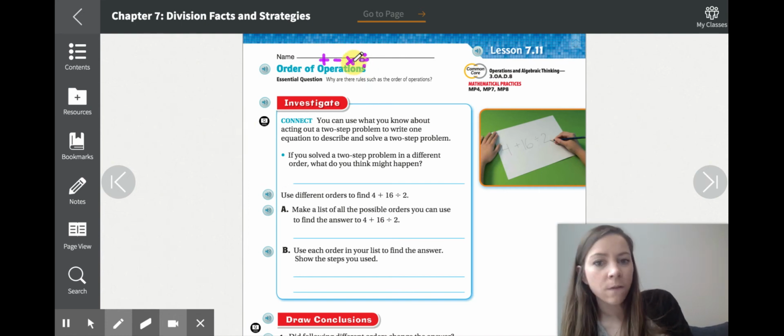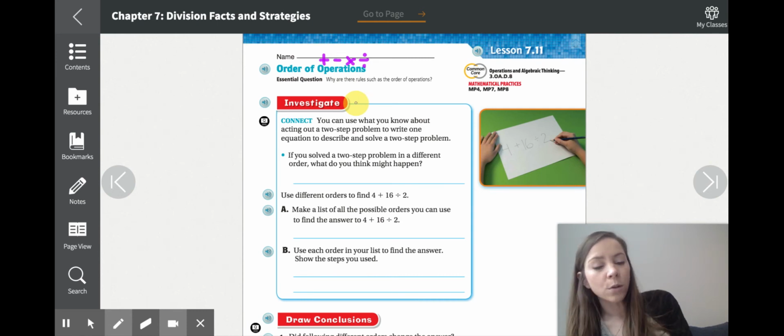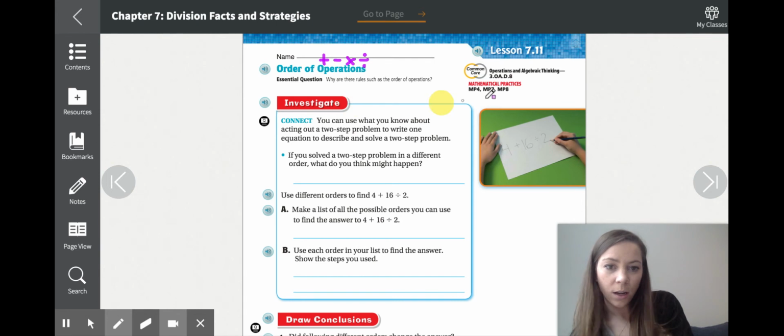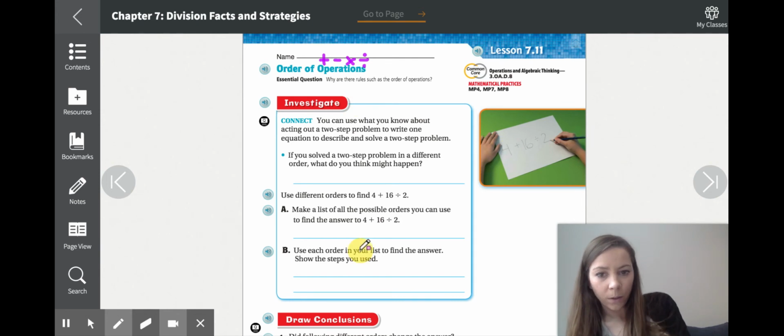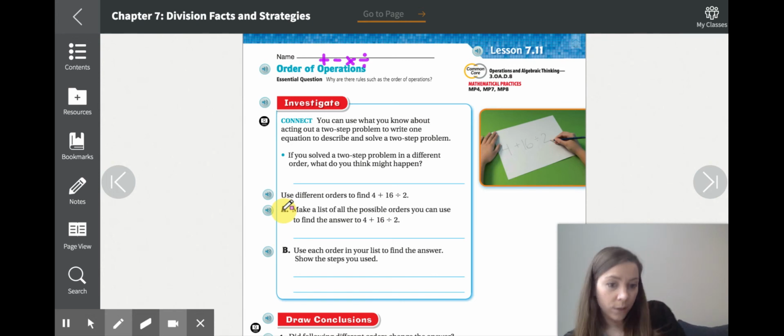So order of operations is, what if you do addition first and then multiplication, or can we do the multiplication first and then addition in our number sentence here? So here's our equation that we need to solve, and there's 2 operations, so we're going to have to do 2 steps. For the first step next to the letter A, it says make a list of all the possible orders.